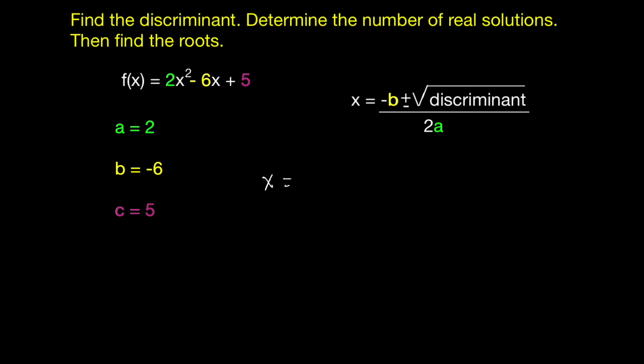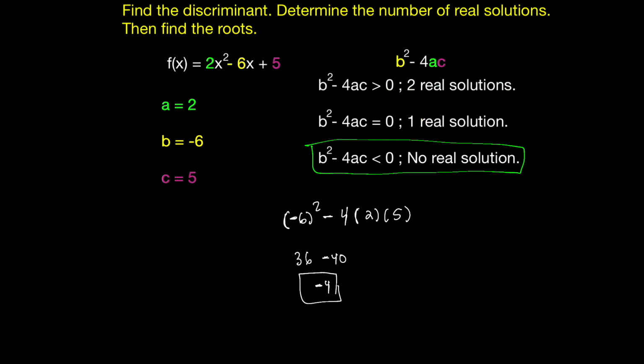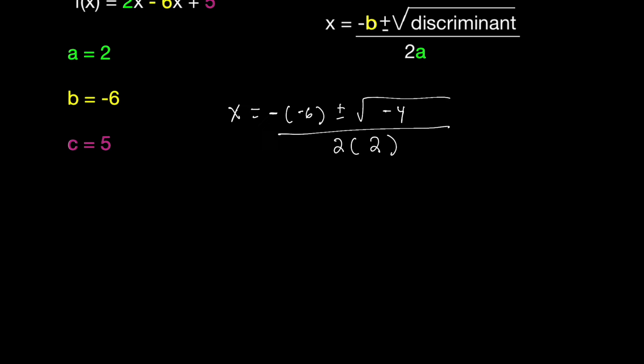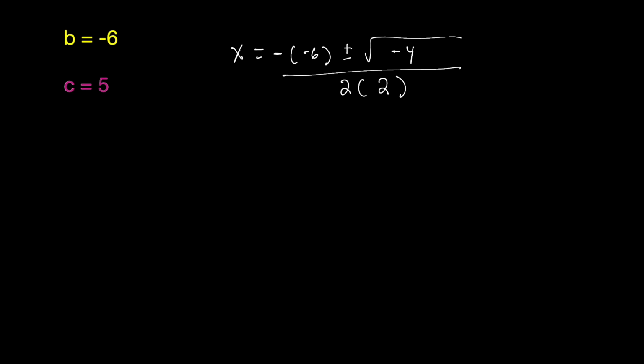So we're going to get x equal to negative, and my b value is -6, so I'm going to plug in a -6, plus or minus the square root of the discriminant. We calculated the discriminant to be -4. So we're going to plug in -4, and we're going to divide all of this by 2 multiplied with a. A in this example is going to be 2 as well. So now it's a matter of simplification.